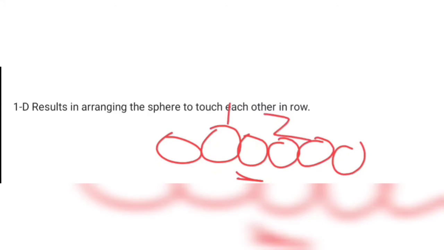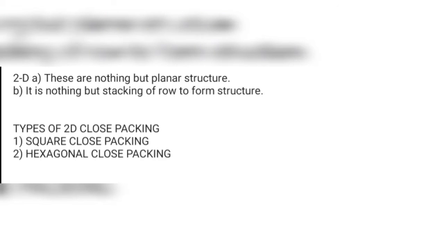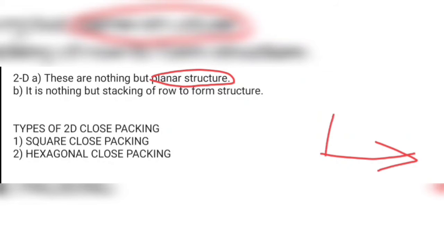Now we have looked at the one dimensional structure, and now let's talk about the two dimensional structure. What is a two dimensional structure? It is nothing but a planar structure. Basically it is a planar structure. It covers only two axes, that is the x axis and the y axis.